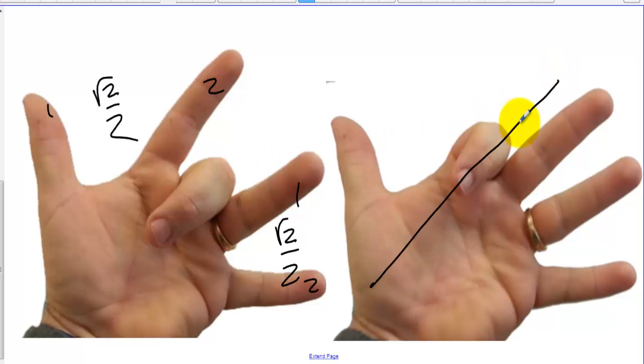And then if you wanted the pi over 3, pull that finger in, that's 1/2, and this is square root of 3 over 2. That's the x, that's the y. So there's a little trick to memorize the values for the 3 big angles in the first quadrant.